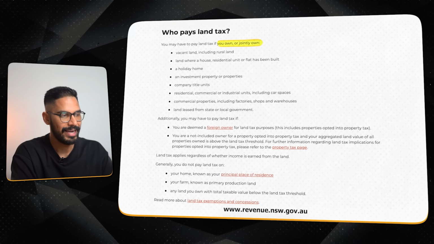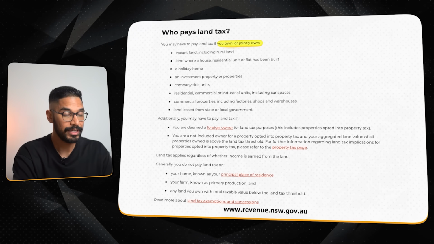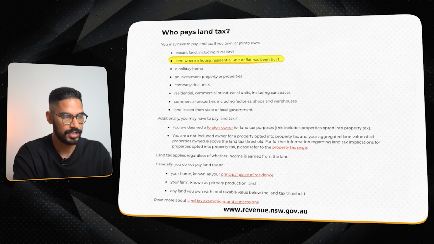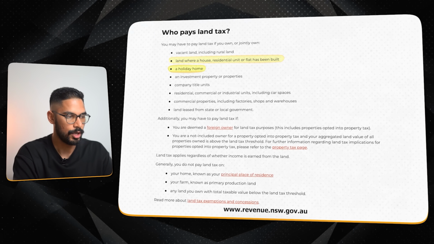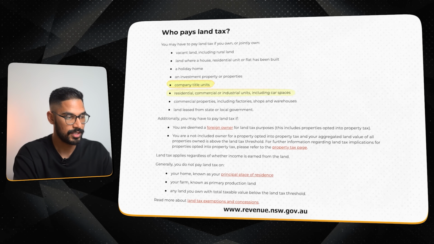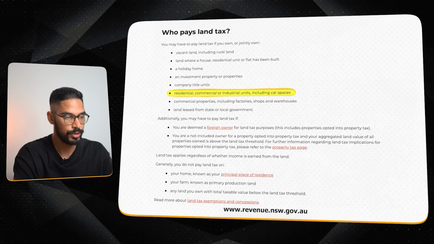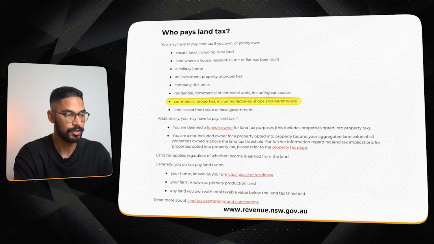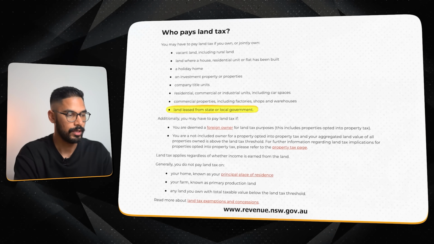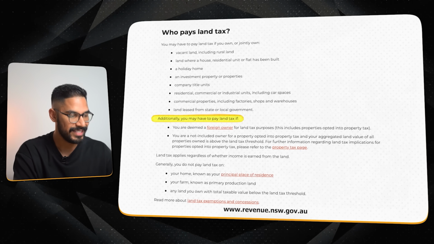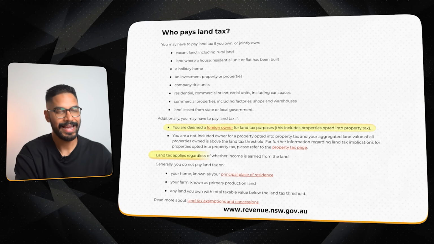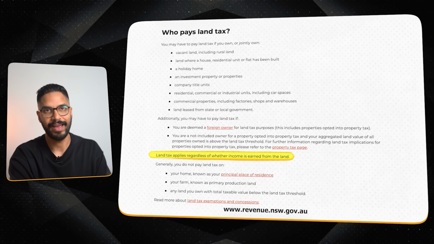So you may have to pay land tax if you own or jointly own vacant land, including rural land, land where there's a house, residential unit or flat being built, a holiday home, an investment property or properties, company title units, residential, commercial or industrial units, including car spaces, commercial properties, including factories, shops and warehouses, land leased from state or local government. Now, you will have to pay additional land tax if you are deemed a foreign owner for land tax purposes, and land tax will apply irrespective of how much you earn.